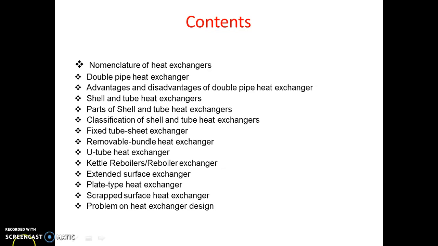In the last lecture we have already discussed the parts of shell and tube exchangers. Now we will discuss the next point, that there are some guidelines provided for directing the fluids. And then we classify the shell and tube exchangers, and after that one by one, that means fixed tube sheet heat exchanger, removable bundle heat exchanger. So one by one these heat exchangers we will discuss.